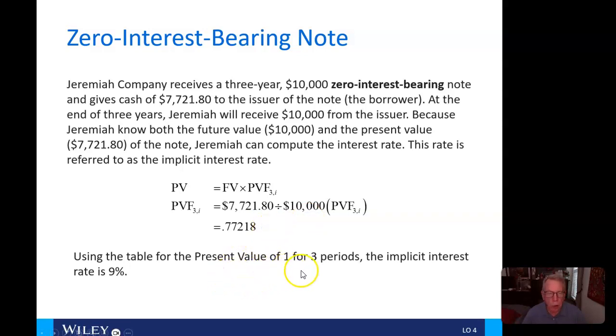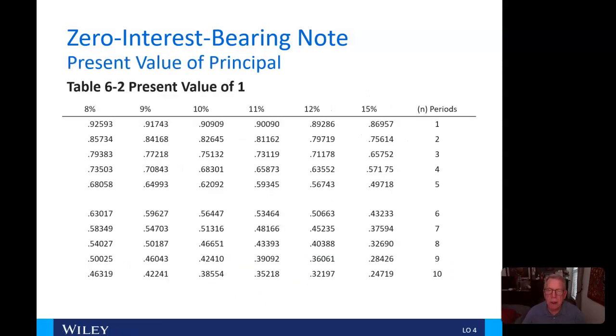So now we're going to go look that up on the present value tables. And here it is. And we can go find that on the 9% 3-period table. And so that means the implicit interest rate is 9%. And they're using table 6.2 for that. And there she is.